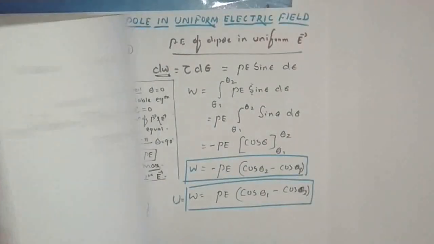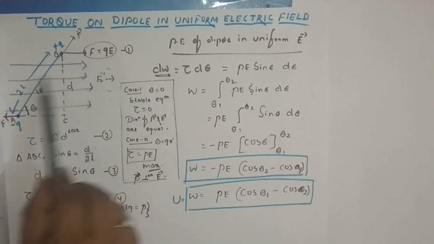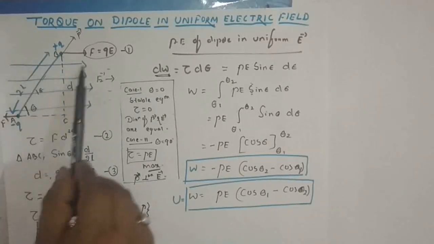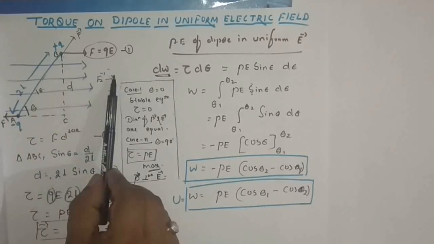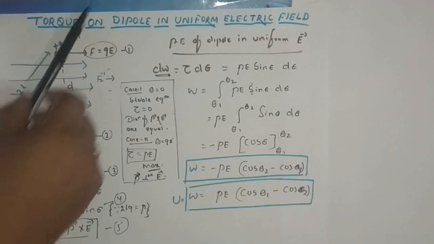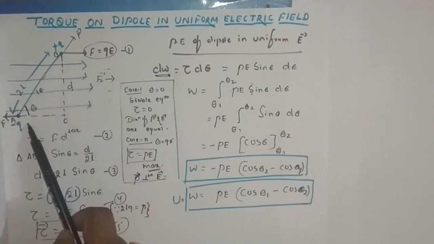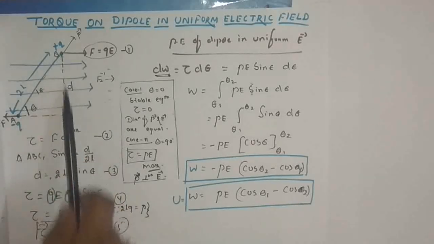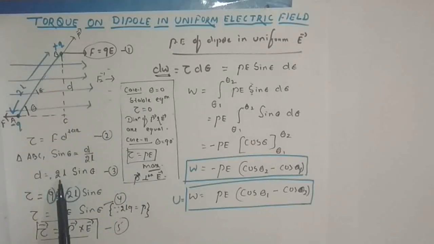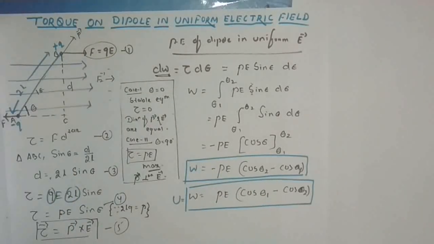So let us summarize the concept. Whenever the electric field is uniform, it means the field lines are parallel to each other. This side arrow mark means this is plus, this side is minus. Whenever the dipole is situated like this, the dipole moment direction is minus to plus. So now you got how force is generated. Force is multiplied by the perpendicular distance, and now you got the torque. Torque direction you can find by the right hand thumb rule, P cross E.